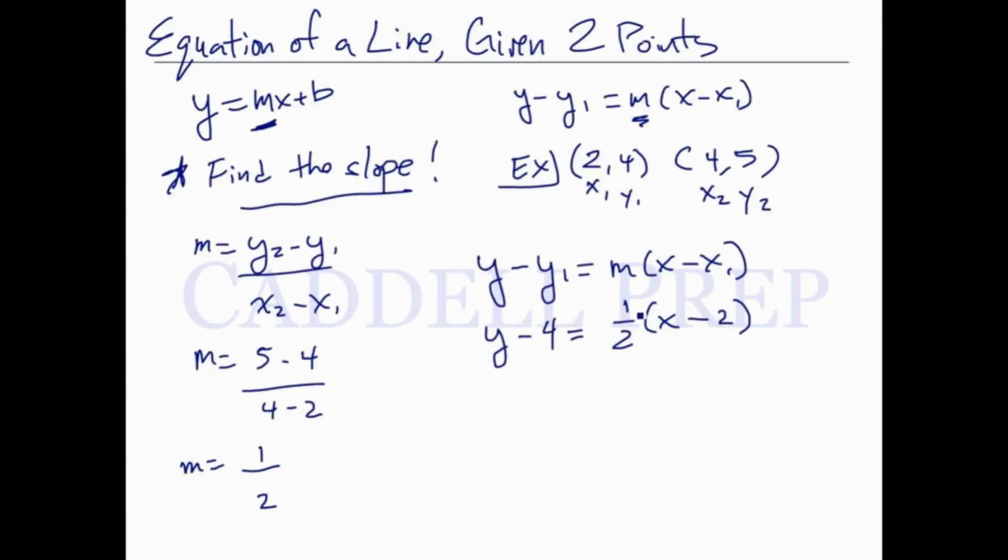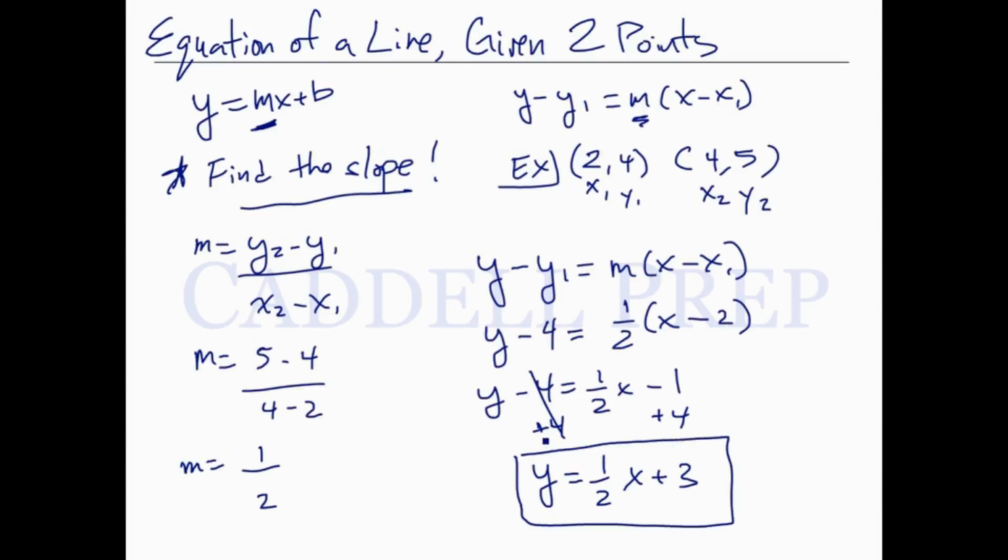Alright, so now let's distribute this 1/2. So this is still y minus 4 over here. This becomes 1/2 x. And this becomes 1/2 times -2, which is -1. So we want to get y by itself, so add 4 to both sides. And we have y equals 1/2 x plus 3. So again, the same answer, using two different methods, but in both cases, we had to find out what the slope was first.